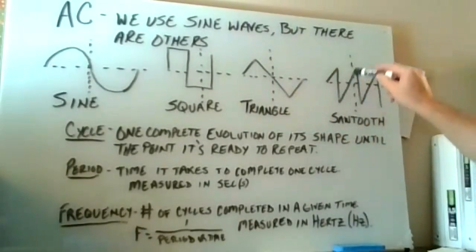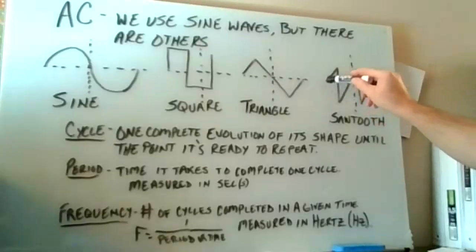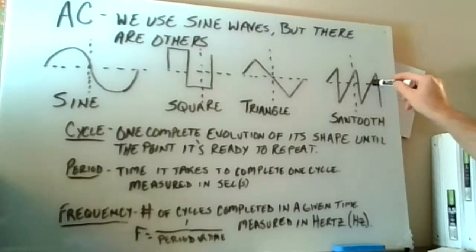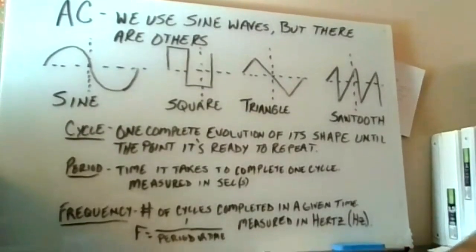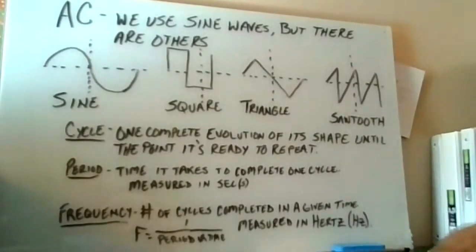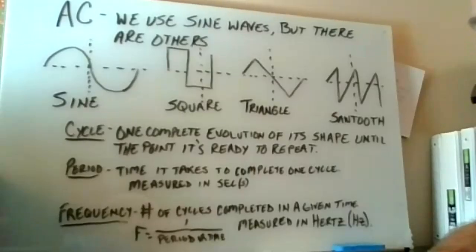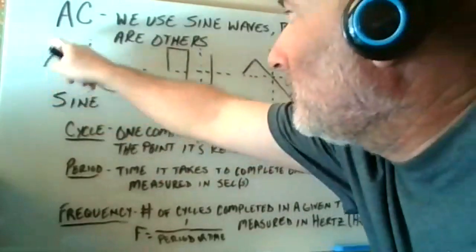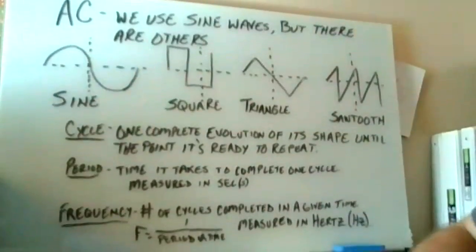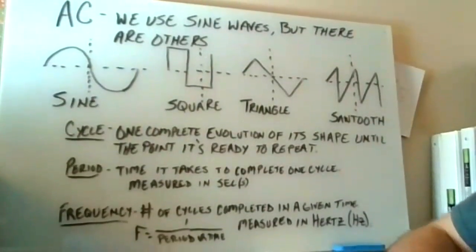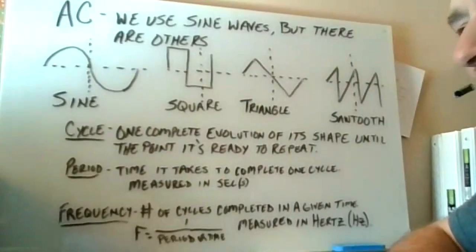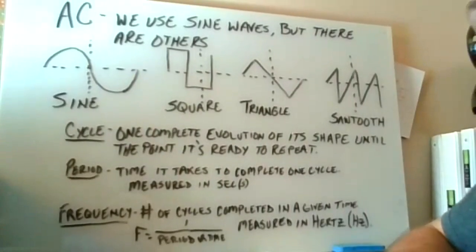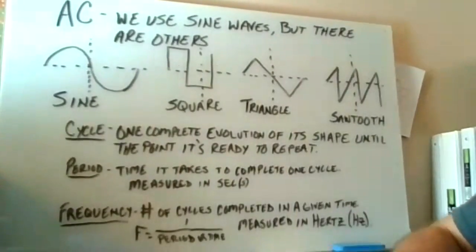Then the sawtooth wave, I actually put a couple cycles up there. You can see this would be one cycle, there will be another cycle, and I got about half of a third cycle. So that's all a cycle is. It's just one complete evolution of the waveform. Period is just the time it takes to complete one cycle. However long it took this wave to complete that one cycle, that's your period. It's usually measured in seconds. It could be milliseconds, microseconds, or regular seconds, but it's something in seconds.